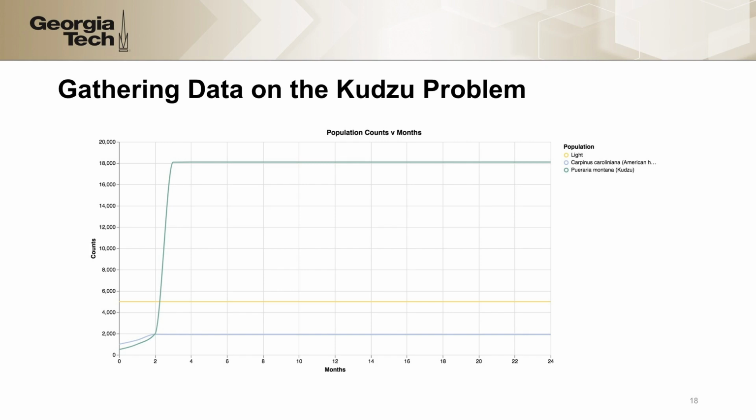As you see on the graph, we've still got months on the x-axis and population sizes on the y-axis, but right now you can see that kudzu has grown to a much higher number than what American hornbeam could do when it was alone. And the hornbeam itself has stopped its growth, right? It's just flatlined along the bottom.